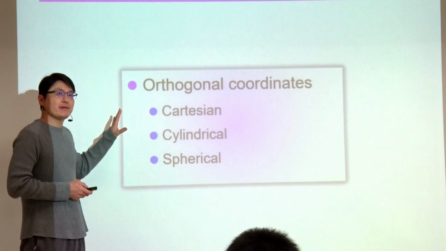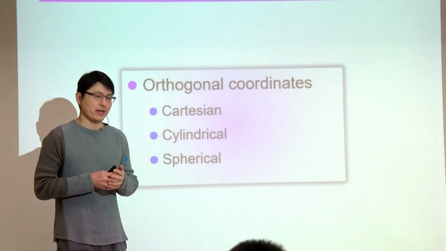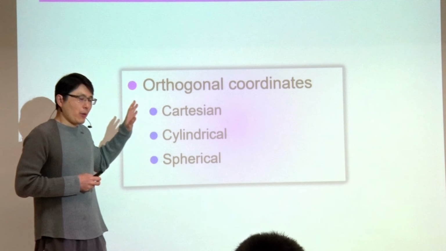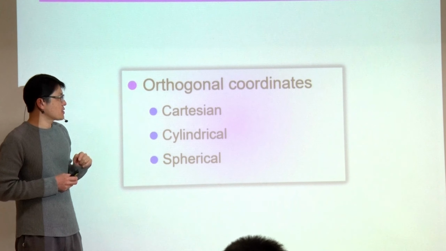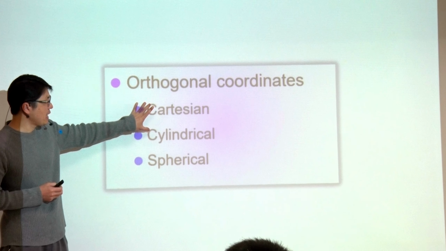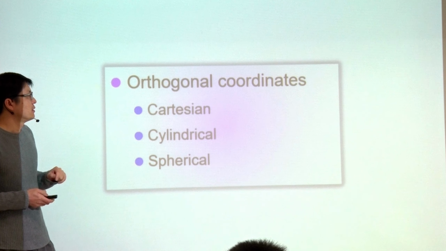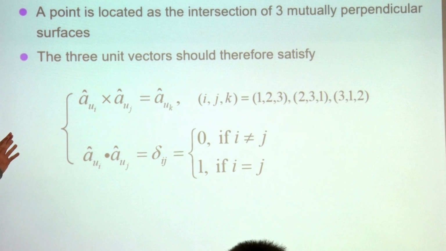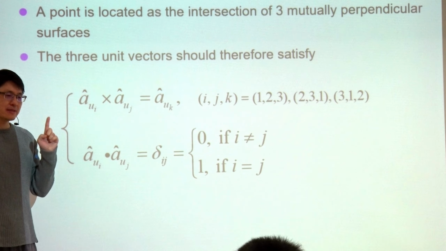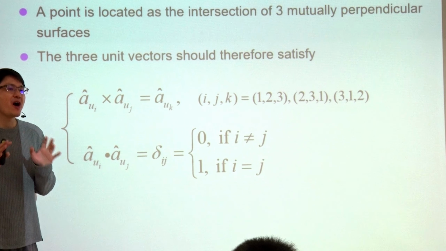So I still have 10, 11 minutes. And I assume there's no question because up to now what I covered are very fundamental. So I want to move into orthogonal coordinates. And I will introduce 3 types of them. But due to time limitation, I might be introducing Cartesian and cylindrical for today. Before I really introduce Cartesian coordinate, I want to introduce one simple knowledge to all orthogonal coordinates.